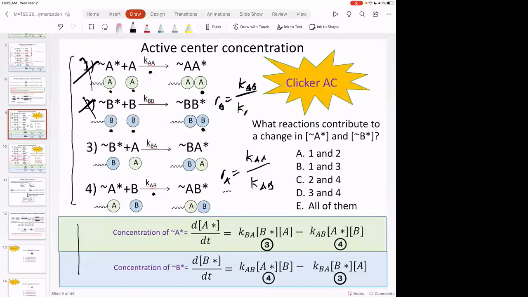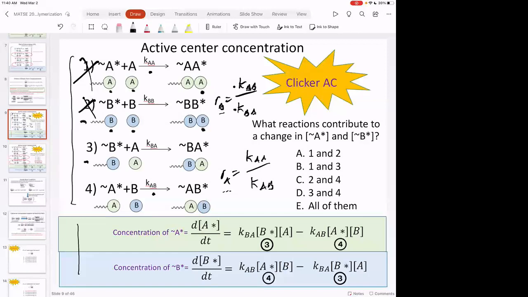over KBA. Notice that the subscript of this R, and the R stands for reactivity ratio in this unit, RB is talking about what's happening with the B active center. So this is B active center reacting with B. This is B active center reacting with A. And so if RB is high, reaction 2 is favored over reaction 3.